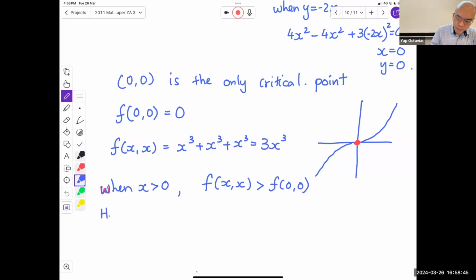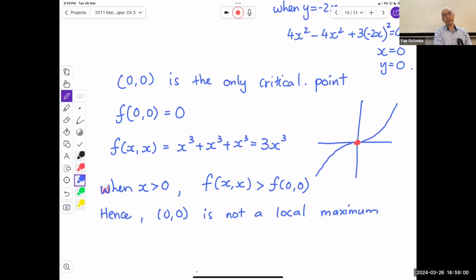So let me write down this statement, then you think about it. Hence, your 0, 0 is not a local maximum. Why not local maximum? Because a value is higher than it. Your f of x, x is higher than it when you take x more than 0. So this point 0, 0 is there. You take a little bit higher, it goes higher. So this point cannot be a maximum because there's something higher than it.